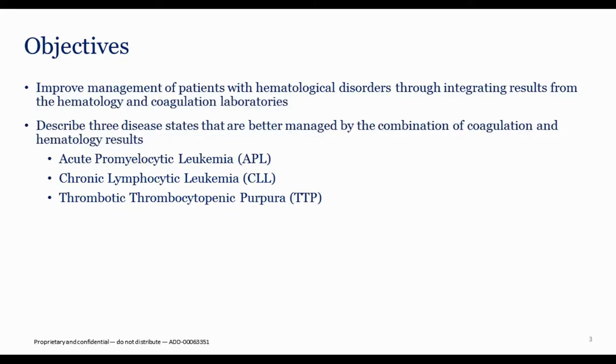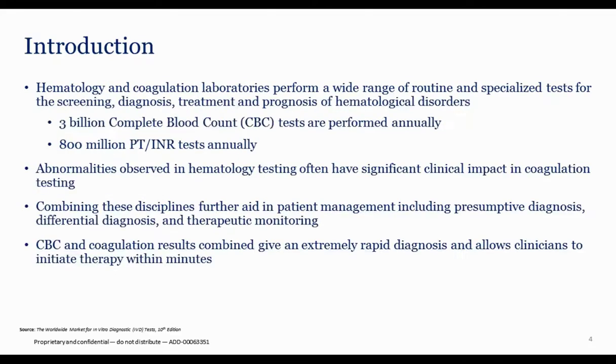And I'd like to do this by describing three disease states that are better managed by the combination of coagulation and hematology results. So I'm going to present three cases. One will be acute promyelocytic leukemia, one chronic lymphocytic leukemia, and one on thrombotic thrombocytopenic purpura.